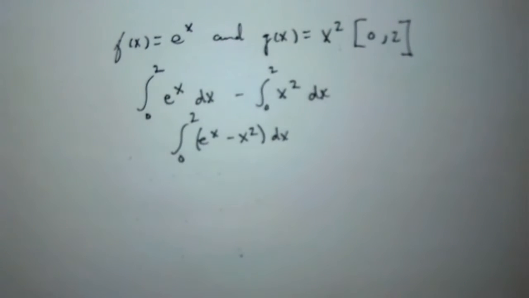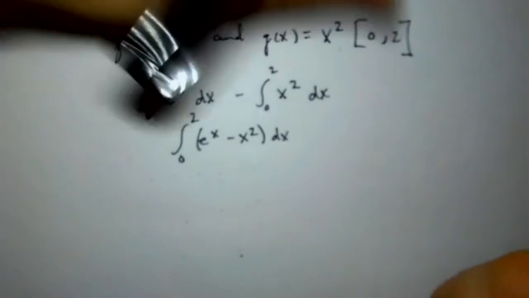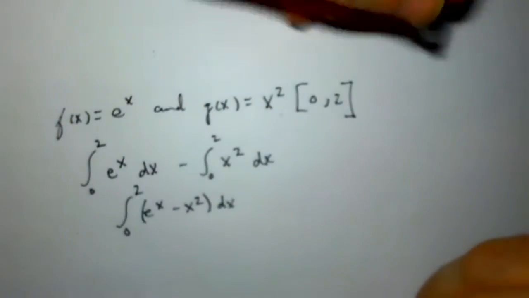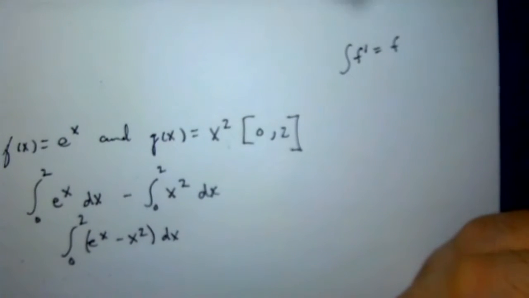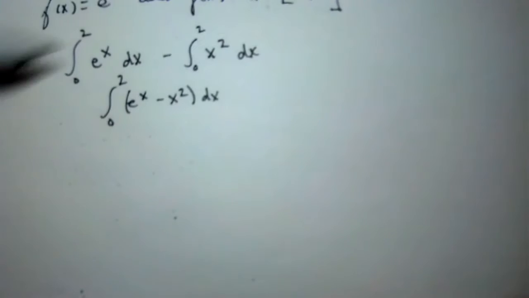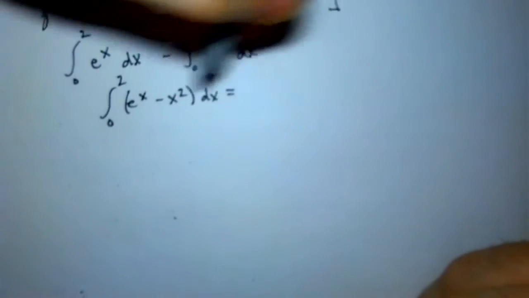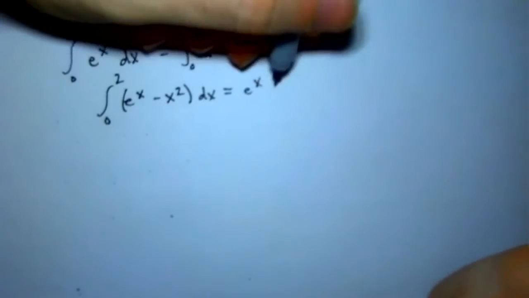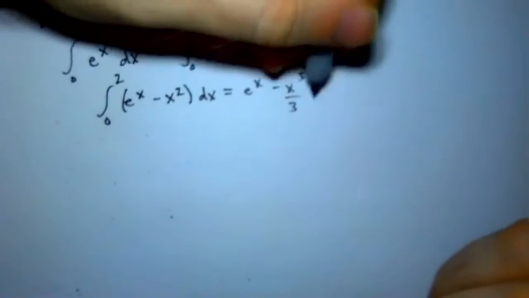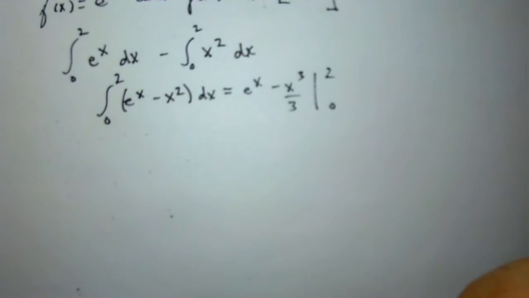So what's the integral of e to the x? Natural log. Anytime you get confused, go back to the riddle. The riddle says the integral of f prime is equal to f. Whatever I put over here, I want to be able to take its derivative to get f. What am I putting over here to get e to the x? E to the x. E to the x, okay. Minus x to the third over 3 from 0 to 2.